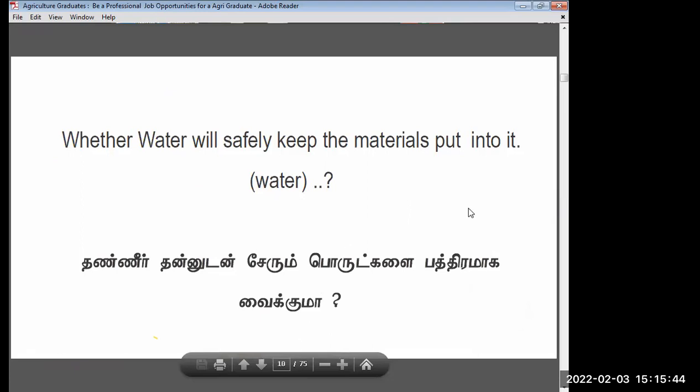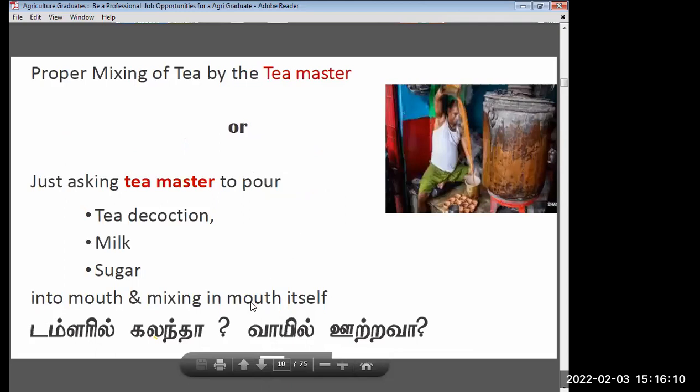This raises one question: whether water will safely keep the materials put into it. If you throw something into the water, will it be the same after some time, or will it be changed by the water? For example, if you pour water into cooked rice around 10 o'clock a.m. and you see it at 6 p.m., it will become old rice. Likewise, water will change anything put into it, so that the water is clean.